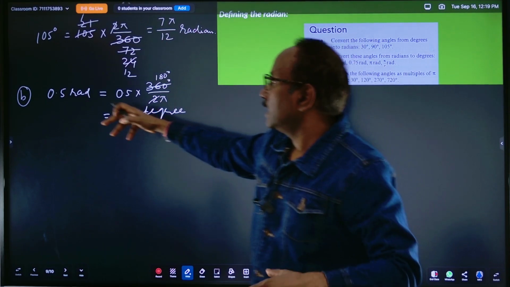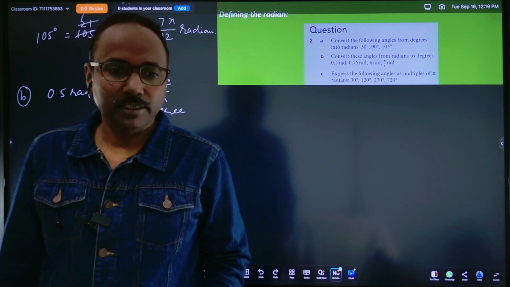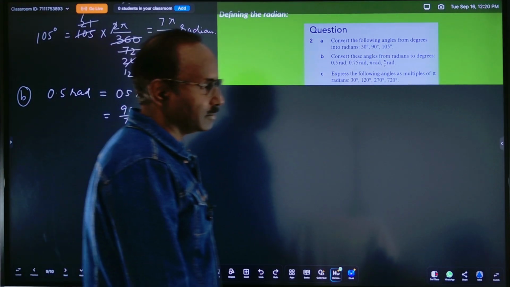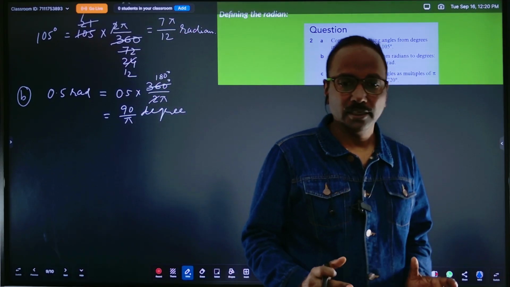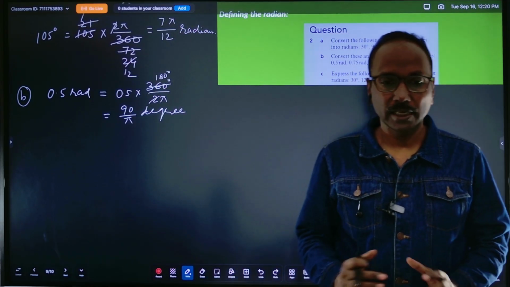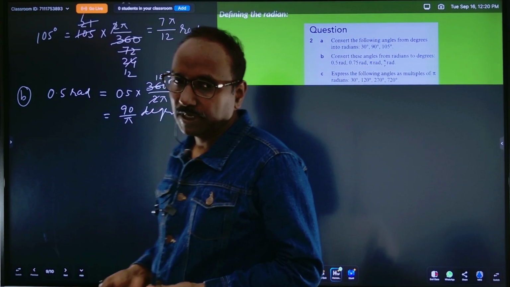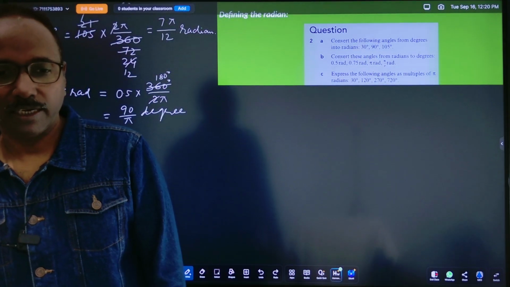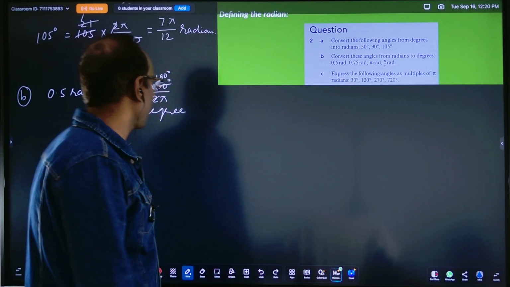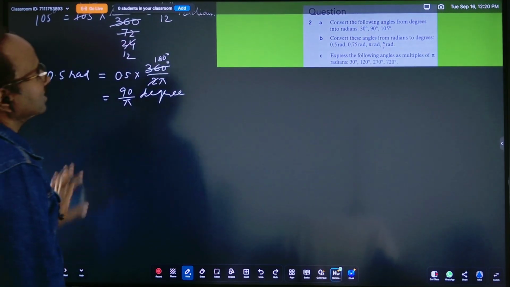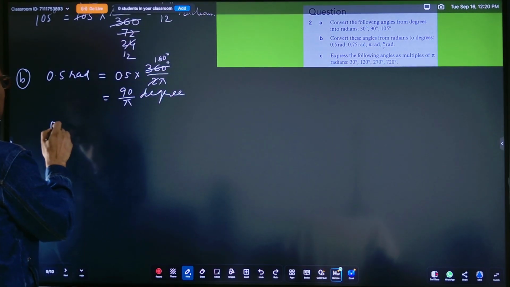These degrees or radians are just a kind of name that has been given to it. It does not mean that it has this unit. But to identify it internationally, it has been given the name of radian and degree. Same way for 0.75 radian.